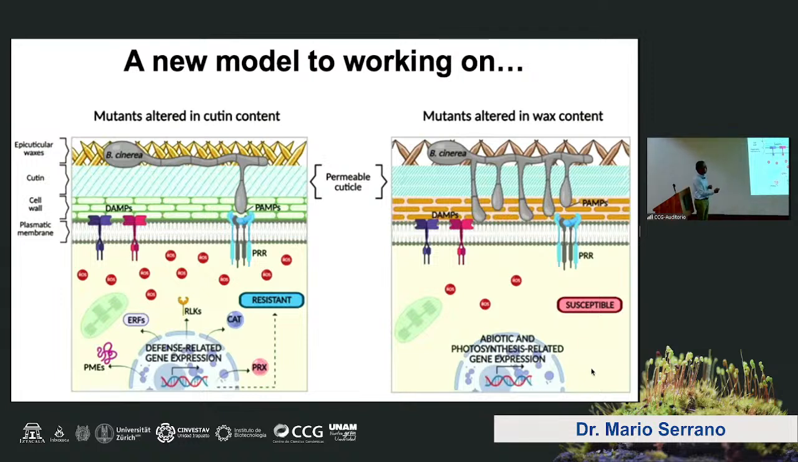Here for the Q10 mutants, we know that they are more permeable. We know that they have more reactive oxygen species. They have induction of defense-related gene expression, but also we have these genes that we are now trying to characterize related to cell wall remodeling. And the wax mutants, well, they are more susceptible. Even though they are more permeable, they still can have some ROS accumulation, not as much as Q10-related mutants, but the main difference is that they induce the genes related with the abiotic and photosynthesis-related genes.